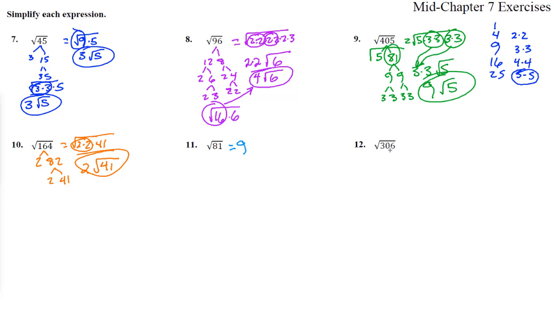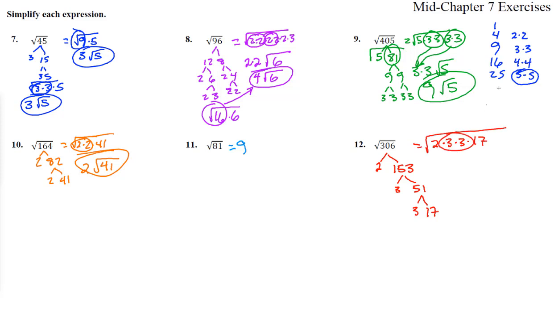Okay, the next one then. Square root of 306. Prime factorization. I'm not sure what goes into this. Maybe 2, and that's 153. 3 goes into it 51 times. 3 goes into that again, 17 times, and we're kind of stuck there. So this is going to be 2 times 3 times 3 times 17 underneath the square root sign.